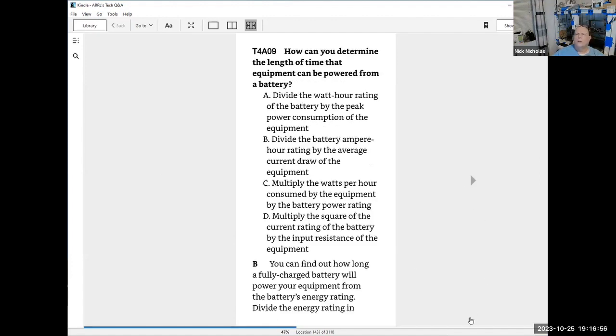How can you determine the length of time that equipment can be powered from a battery? Well, it's a pretty interesting question. Batteries have amp hour ratings. How many amps? Amp hour rating is how many amps it can produce for an hour. Let's use an easy number. Let's say it's a 100 amp hour battery. You can draw 100 amps for an hour out of it.